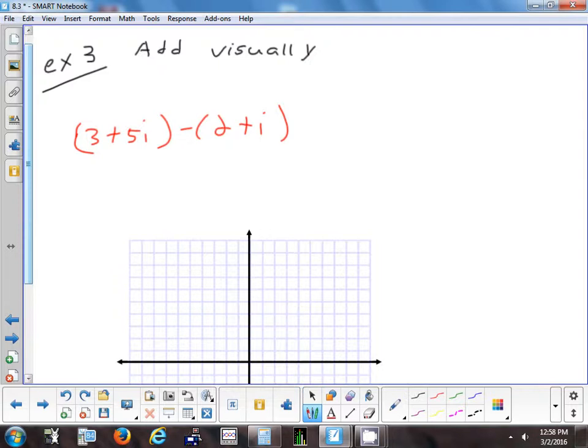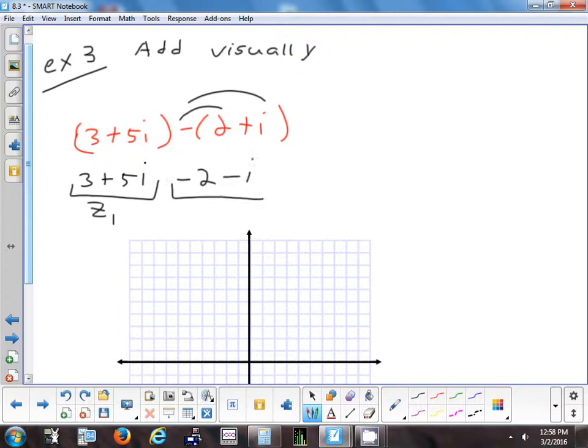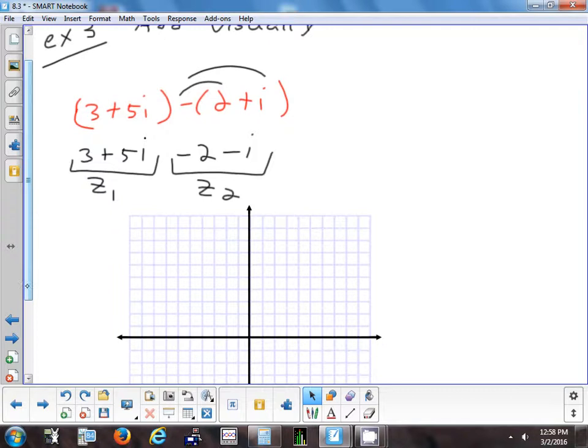Right? So this is my first point, 3 plus 5i. My second point I don't like. What do you think I need to do here? Yeah, I'm going to distribute the negative. So really I have 3 plus 5i, that's like my z1, minus 2 minus i. That's like my z2. Okay, let's represent each one of these as an arrow.